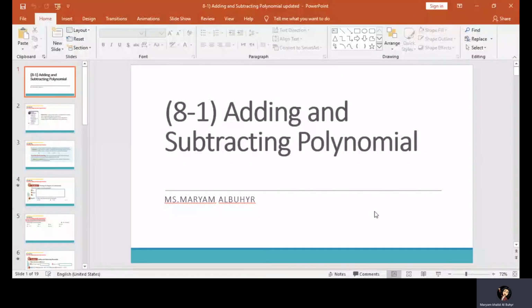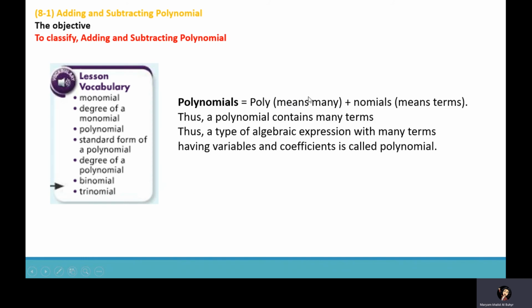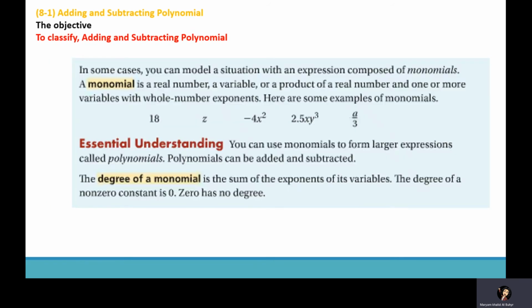I already introduced for you chapter 8, which is talking about polynomials, and we said poly means many, and nomial means terms, which is many terms. So this is the meaning of polynomial. I started with you showing you how to classify the polynomials according to the degree and according to the number of terms.